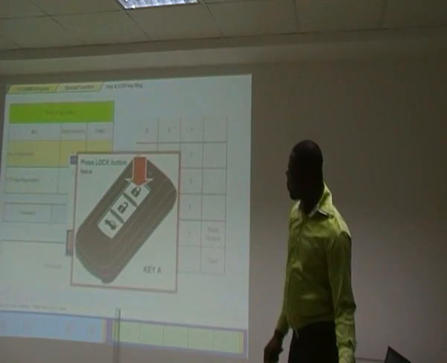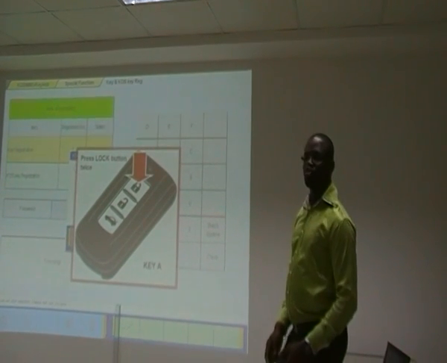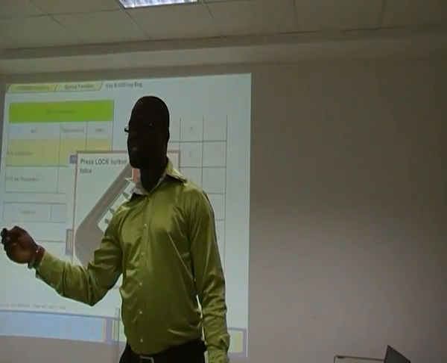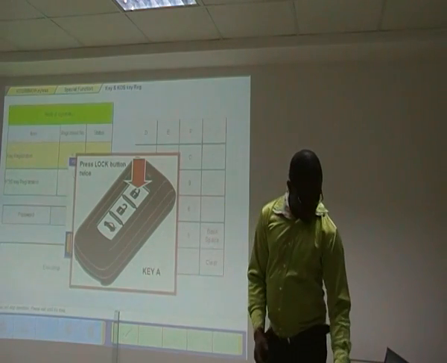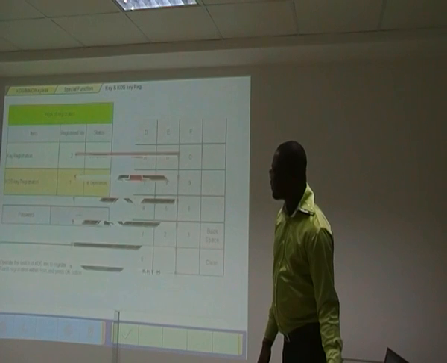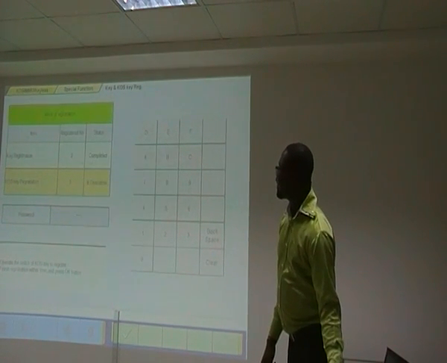what you have to do, you take the remote, you press the lock button what? 2 times. You press the lock button what? 2 times, and then the doors are going to do what? Respond. So now you have registered your remote key A, you take your remote key B, you do the same thing, and then you finish.